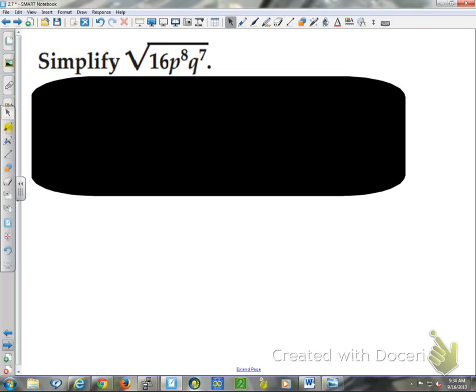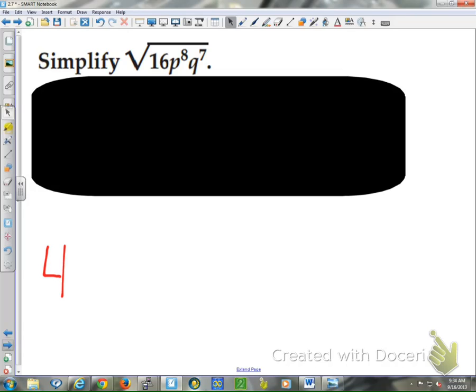Now this one's not so bad, because what's the square root of 16? 4. Yeah, this one you don't really have to do a whole lot of thinking, but there are going to be some bigger, uglier numbers. So 4, we know. Now, here's the easiest way to do a square root.